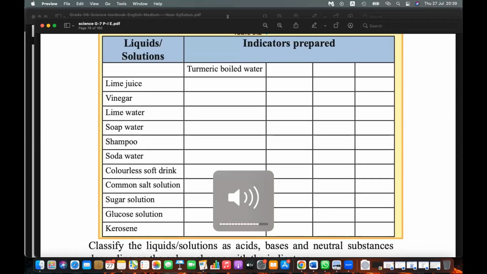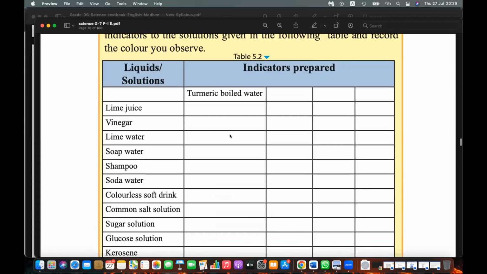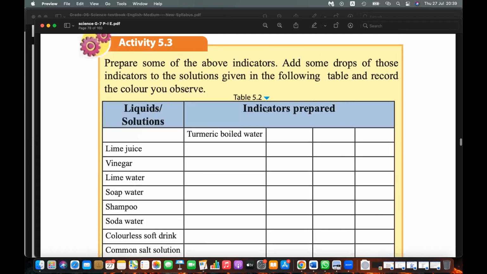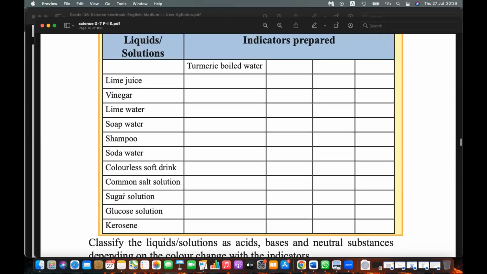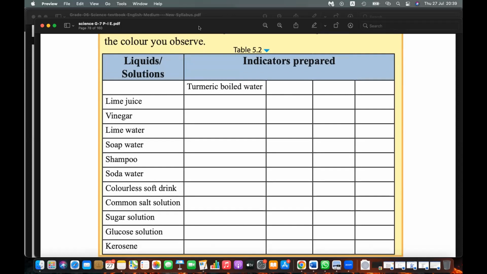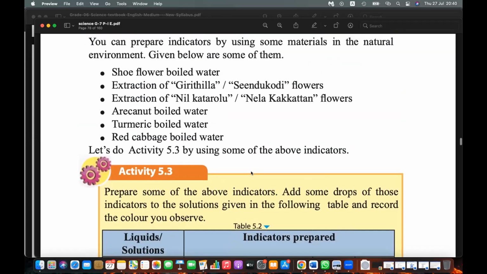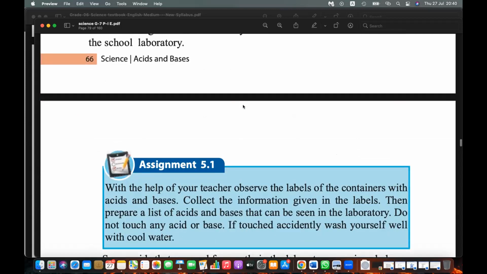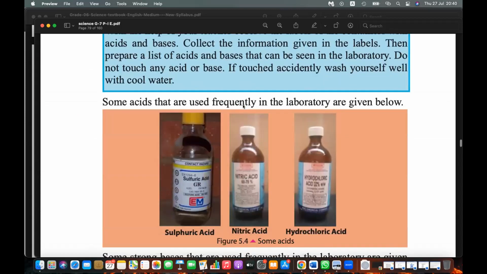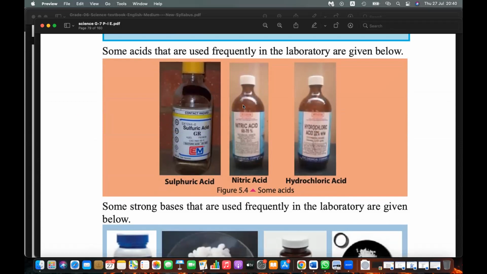Did anybody do this experiment with the different indicators? You have to use different indicators on these different solutions and see how the color change happens. Have you done that? No? It seems not, right? So this will be an interesting thing, to see the color changes in different indicators. Please do this, try to fill this table as homework and send it back to me. This is page number 66, right? Fill page number 66.